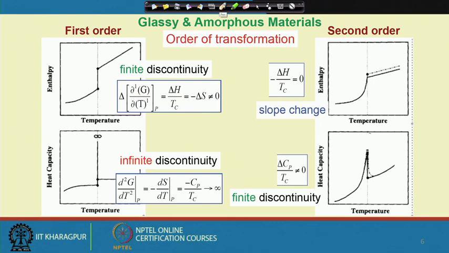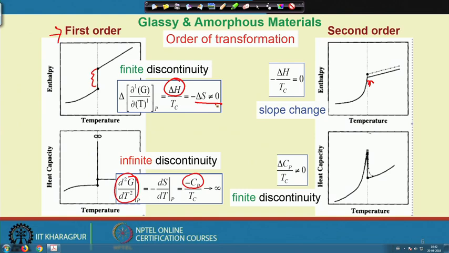Yes. So, here we see that this one is a first order, where there will be a finite discontinuity of enthalpy change, and here there will be only a slope change. Whereas the derivative of the heat capacity, or the second order derivative of G, which is the Cp, shows the infinite discontinuity here. But in case of the first order transformation, the delta H change has a finite value, and therefore delta H is not equal to 0.